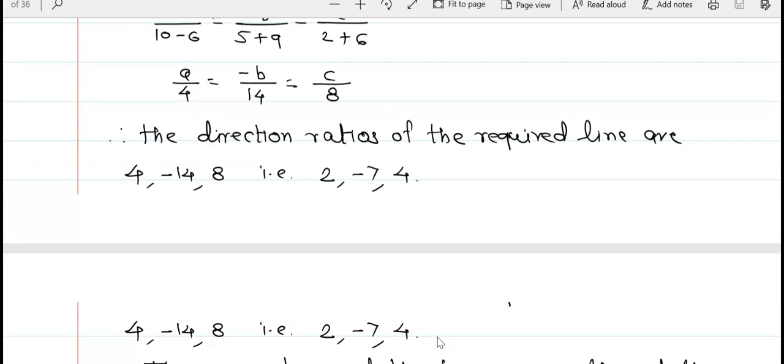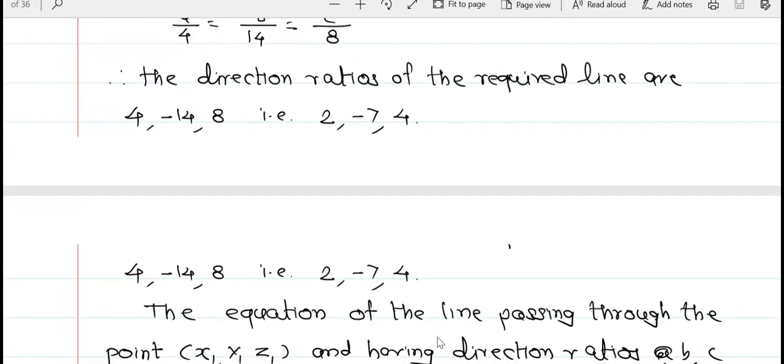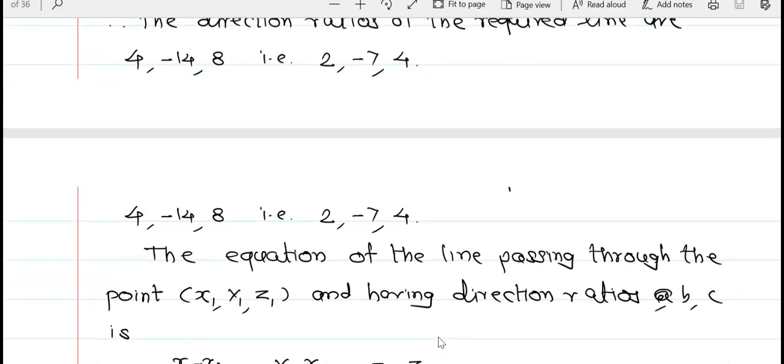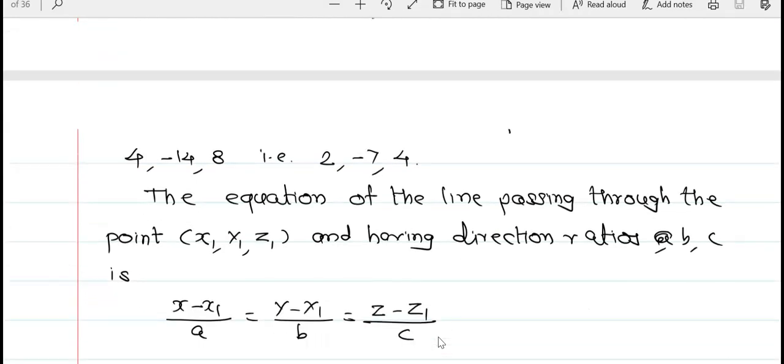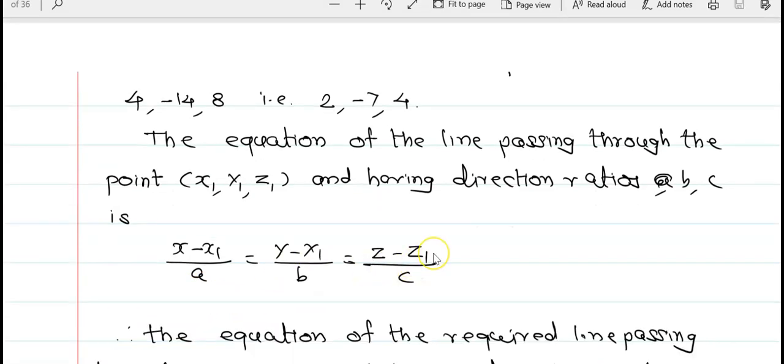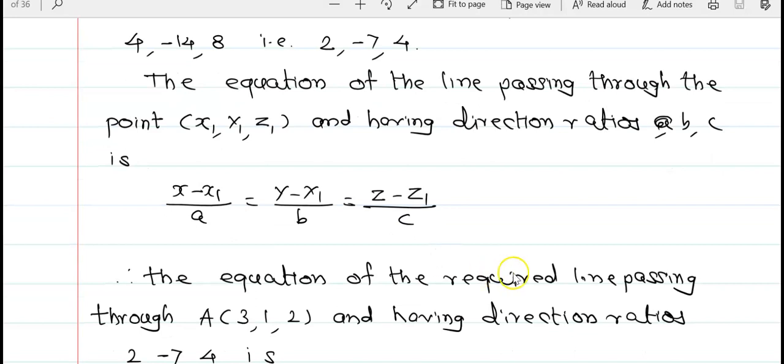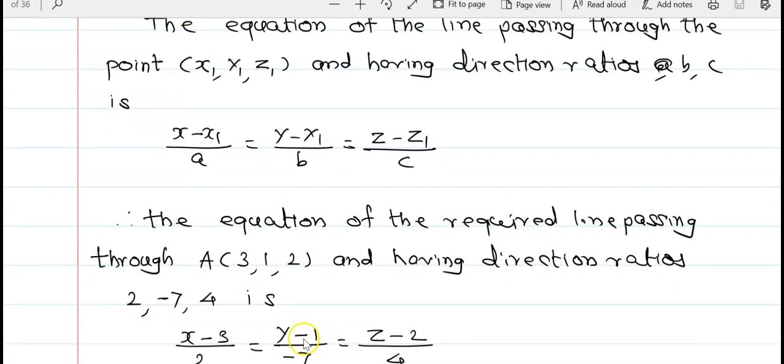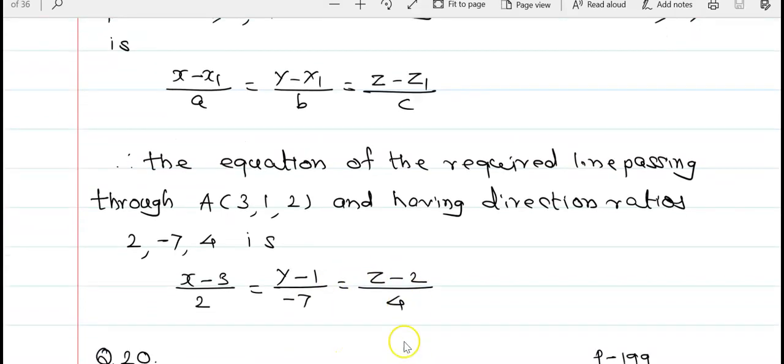Therefore, the equation of a line passing through the point (x1, y1, z1) and having direction ratios a, b, c is (x minus x1)/a = (y minus y1)/b = (z minus z1)/c. The equation of the required line passing through the point (3, 1, 2) and having the direction ratios 2, minus 7, 4 is (x minus 3)/2 = (y minus 1)/(minus 7) = (z minus 2)/4. This is the required equation.